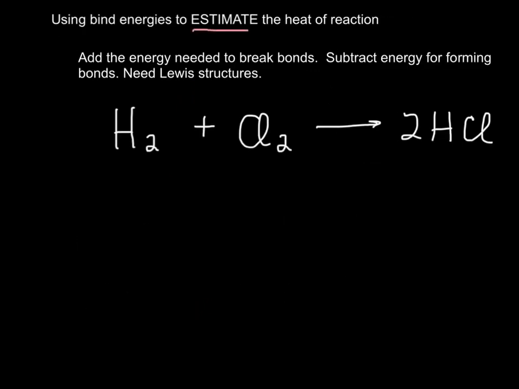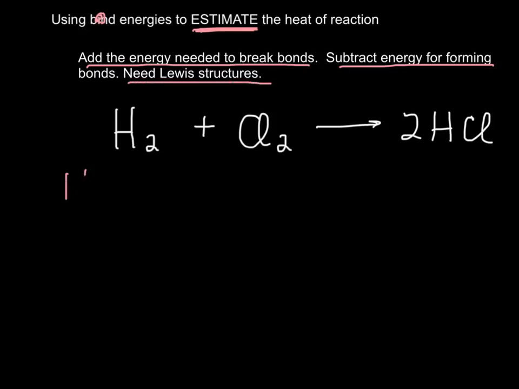They allow us to estimate the heat of reaction. So in a pinch, we really want to use heats of formation, but it is possible to use the bond energies to estimate the heat of reaction. What you do is you add energy for all the bonds that you break, and you subtract energy for all the bonds you form. So this means you need Lewis structures.